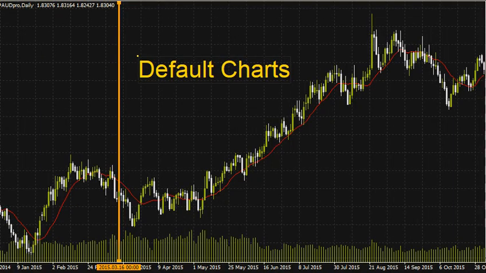Okay, I've got the charts up, and you're taking a look at the MT4 trading platform. Now, when you first get the MT4 platform on your computer and you open the charts for the first time, you're going to see what's called default charts.